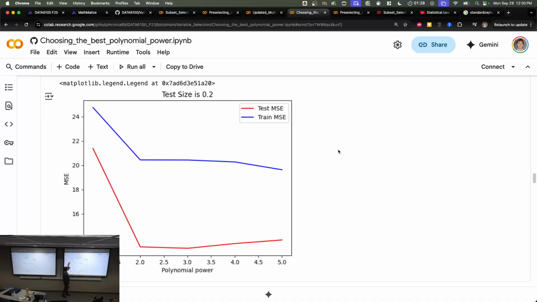So this over here is a kind of crappy version of the U-shaped curve we talked about in the first few weeks of class. And if you were doing this as a project, you would say, hey, maybe a quadratic is probably the best, but don't go past a quadratic.